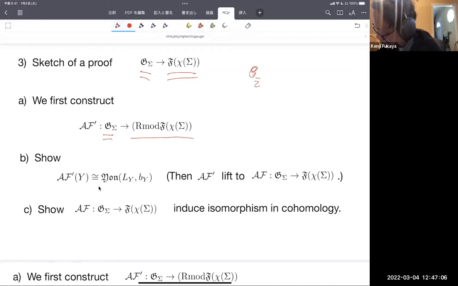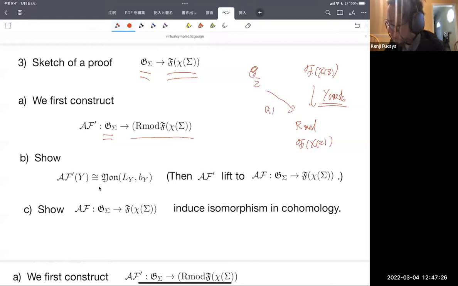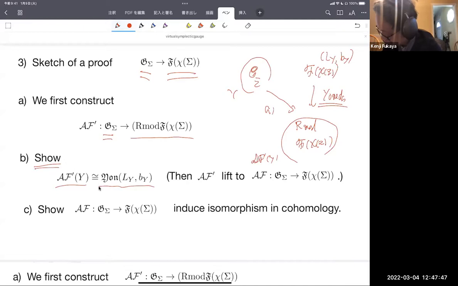you have a category of Lie modules over F chi sigma, and you have F chi sigma itself, and you have this Yoneda embedding. So the first step is to construct a functor from the gauge theory category to this category of Lie modules. Then the second step is to show that any object here has an object there. I want to prove that you have this particular object, L_Y, B_Y, that exists. Then we send it by the Yoneda functor, and I want to prove that this object here is homotopy equivalent to the image of the Yoneda functor.